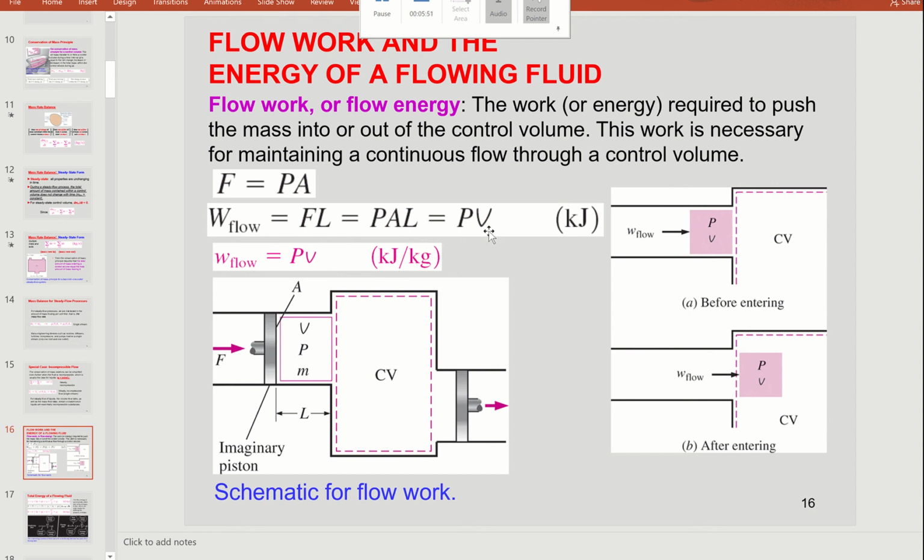So, pressure times volume. Pressure has a unit of force over area, so that's newtons per meter squared, and volume is in meters cubed. So you get newtons times meters, force times distance. That gives us the work unit, the energy unit. So flow work is pressure times volume.